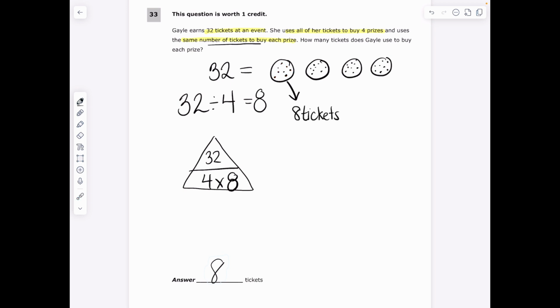So if you don't know your fact families, you could just do something like this with circle and stars. But again, I always recommend just knowing your facts. It makes things so much faster, especially as you get older into older levels of mathematics. All right, hit pause and jot this down.